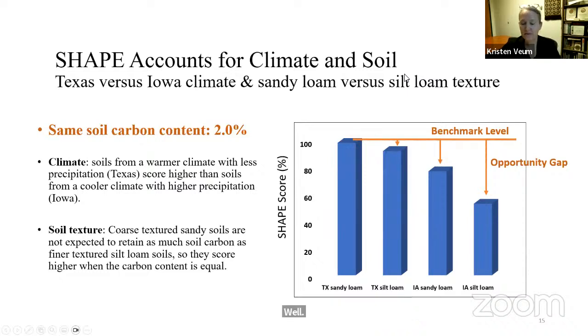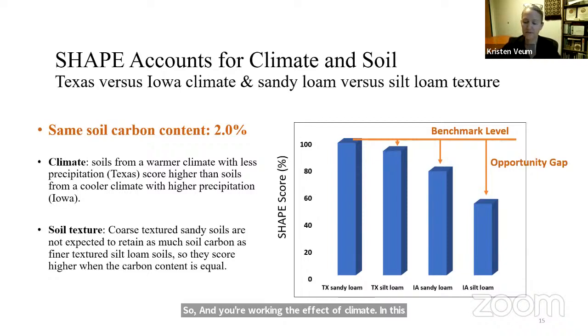In this example, we have 4 samples that are all at the same carbon content. So they're all 2% soil organic carbon. And here we're comparing the effect of climate, so in this case, Texas versus Iowa, and illustrating the role of soil texture. So in this case, comparing a sandy loam with a silt loam. So of the 4 sites, the Iowa silt loam has the greatest potential for organic carbon additions, and therefore it receives the lowest score, but it has the greatest opportunity gap.